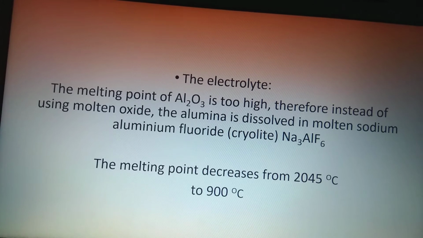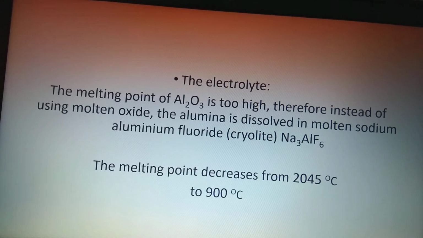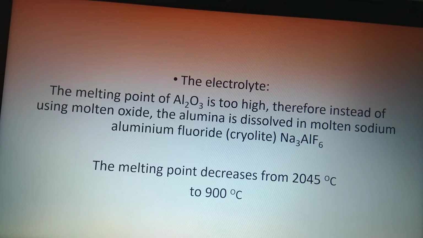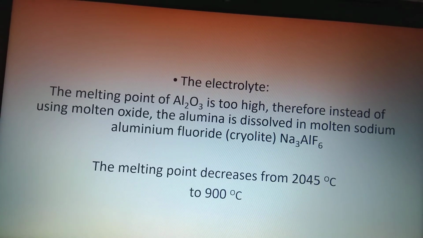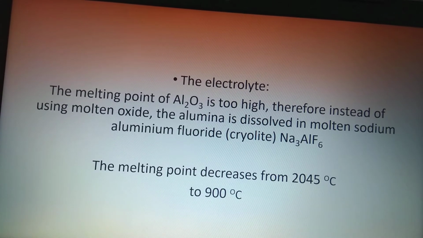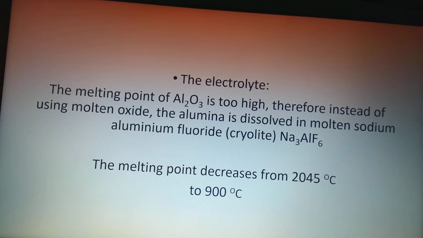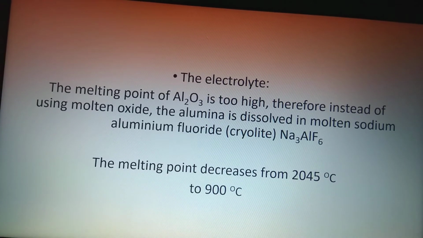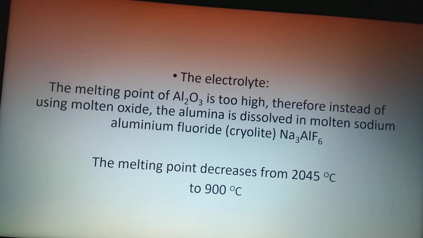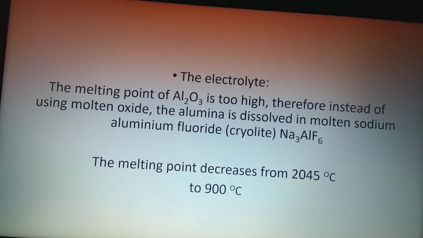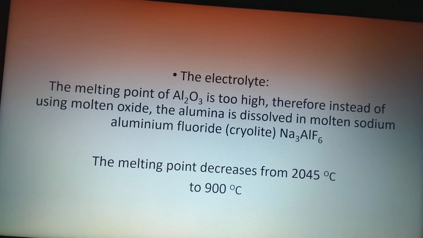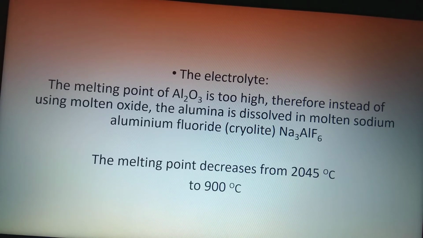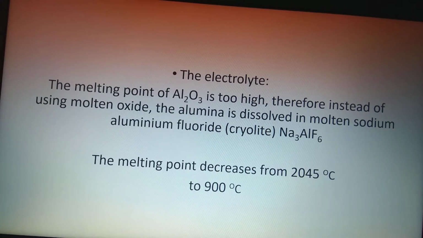The melting point of alumina, Al2O3, is too high. Therefore, instead of melting it and using molten oxide, the alumina is dissolved in molten sodium aluminum fluoride, cryolite, Na3AlF6. So, instead of having a melting point of 2045 degrees, we will have a melting point of 900 degrees. This big difference will decrease the amount of energy used in melting the electrolyte.